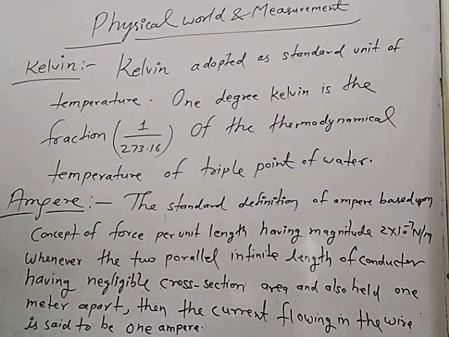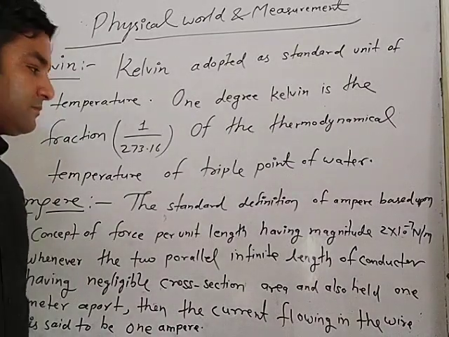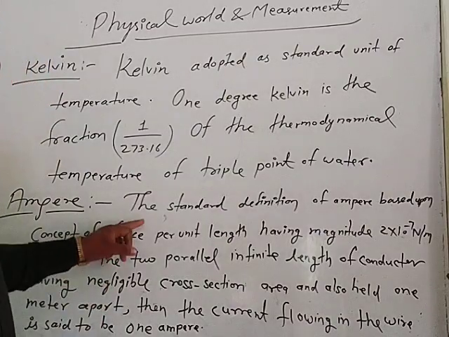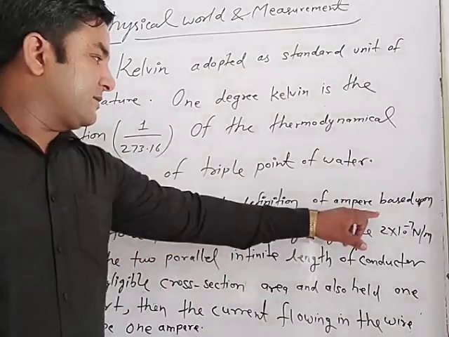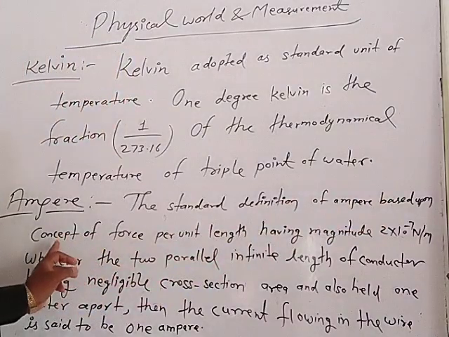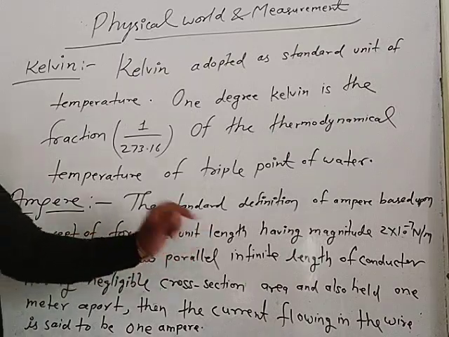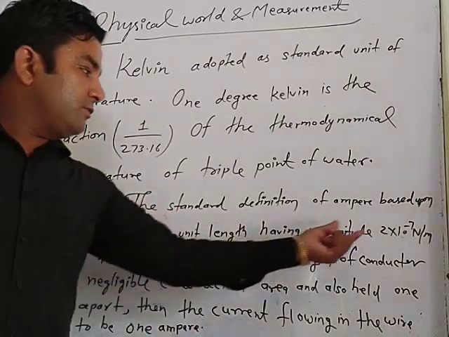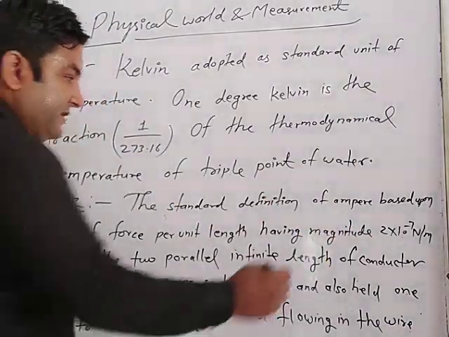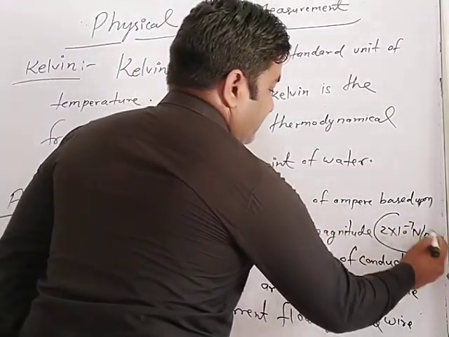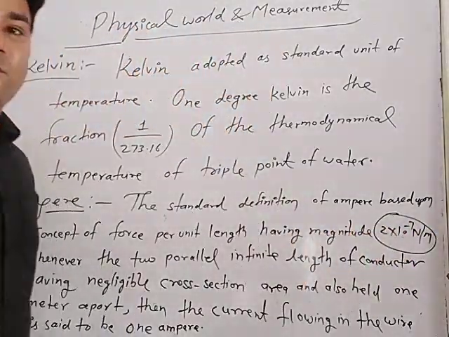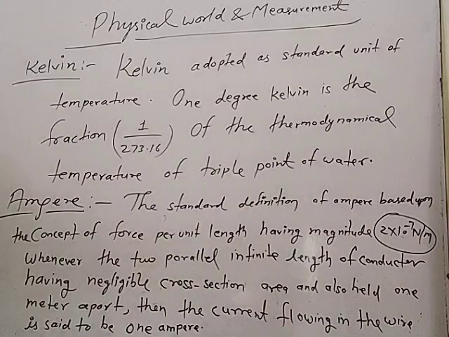Very easy concept. Listen again. The standard definition of ampere is based upon the concept of force per unit length, having magnitude what? 2 into 10 power minus 7. That I explained earlier. This one magnitude is very important. 2 into 10 power minus 7 Newton per meter.